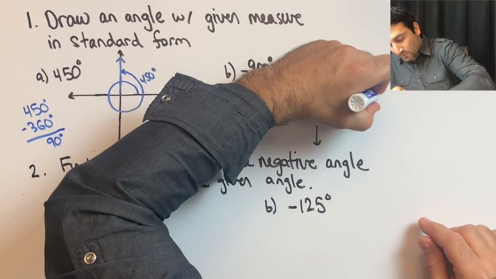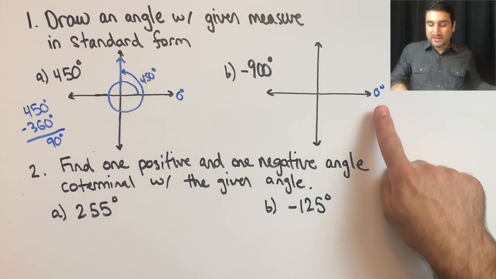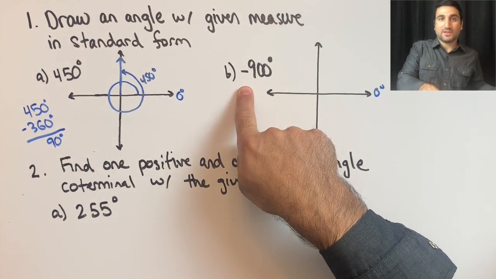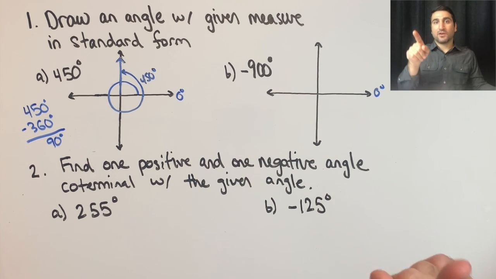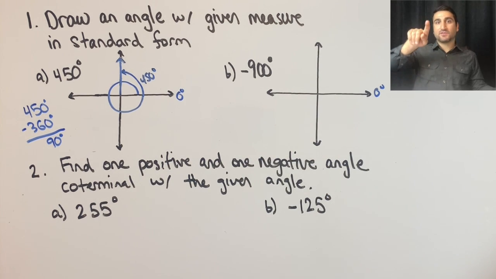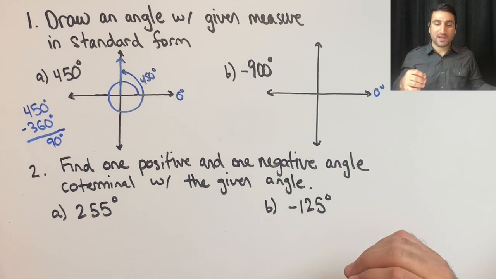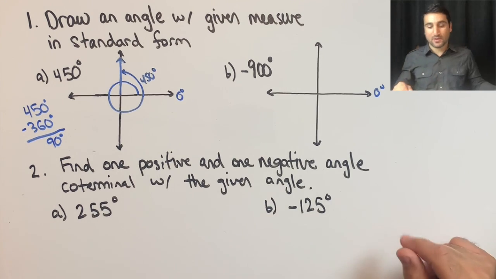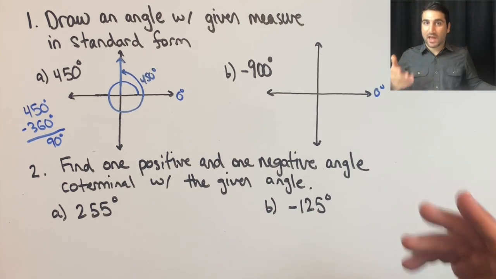Okay. So now on to negative 900 degrees. Again, we mark this as 0 degrees, and notice this is negative. So instead of going counterclockwise, it is going to move clockwise. Negative 900 is moving 900 degrees clockwise around. Let's use the same logic with the laps.